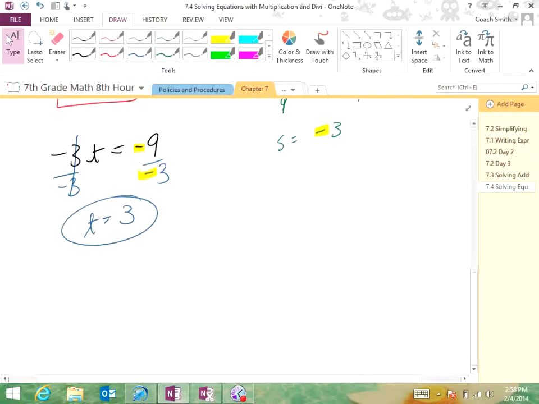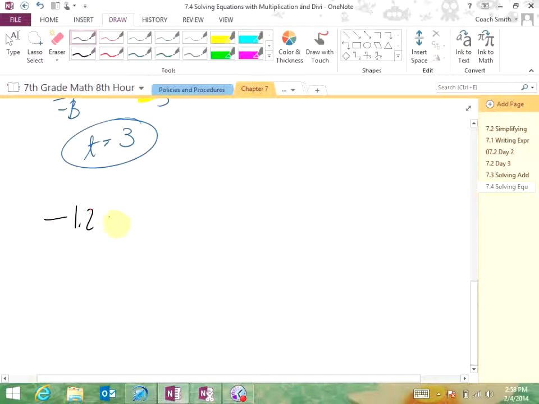Okay? Now, let's look at a harder problem. Let's say we had this: negative 1.2s equal negative 6. All right, now, in this one you have to remember not only how to solve it, but you also have to remember what we do with decimals. So to solve this, we divide by negative 1.2 to both sides. It cancels on the one side where you're dividing 1.2 into 1.2.